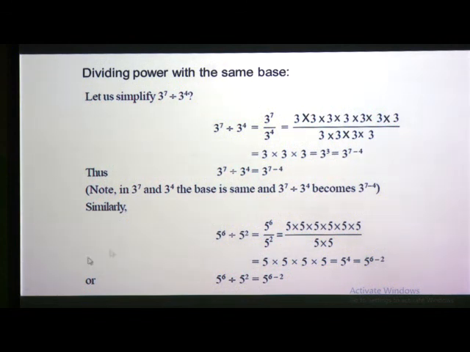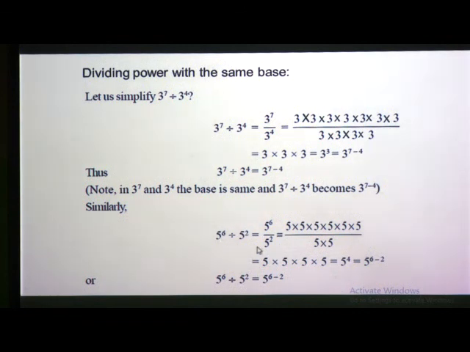Thus, here 3 raised to 7 and 3 raised to 4, the base is the same, and 3 raised to 7 divided by 3 raised to 4 becomes 3 raised to 7 minus 4. Already I had told you the formula. So, simplifying this we get 3 raised to 3, or 3 to the power 3.